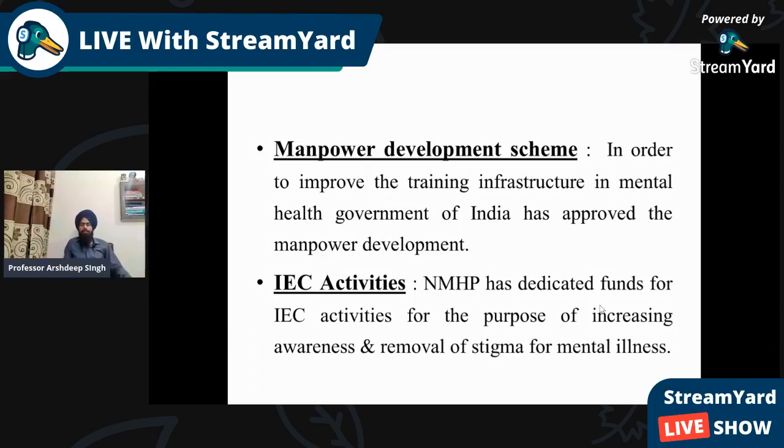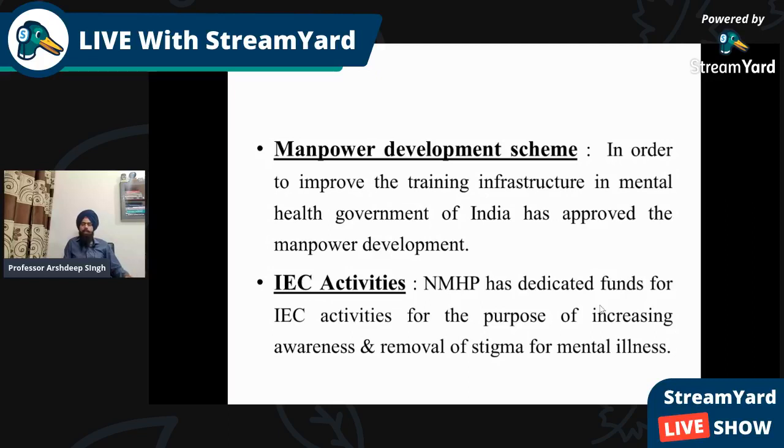Next is IEC activities, that is information, education, and communication, for the purpose of increasing awareness and removal of stigma for mental illness. Many persons have various types of misconceptions related to mental illnesses, like that they are due to the presence of a ghost or any type of non-existing things. So they go to different babas or saints, and those saints don't know about mental illnesses, or sometimes they cause injury, or sometimes death of the patient occurs in many cases.